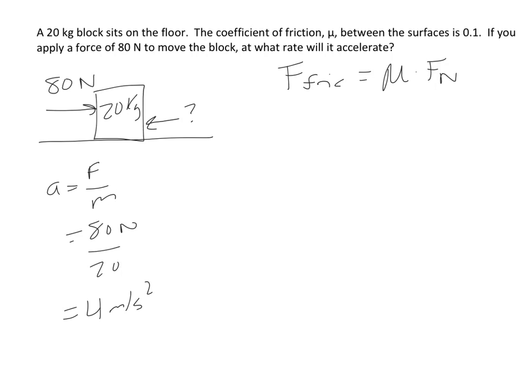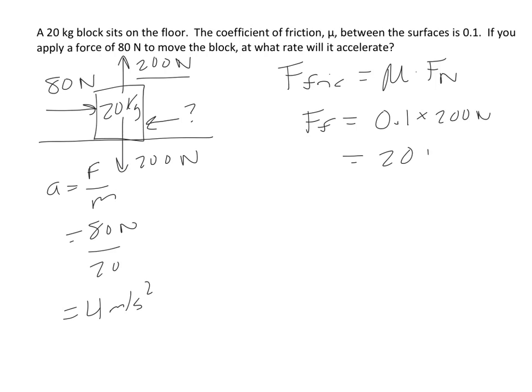Now, the normal force, so here's the block, its weight is 200 newtons. The normal force is the force that the floor applies to the block, which in many cases is equal to the weight, assuming that we're not in an elevator or assuming that nothing else is lifting up or pushing down on the object. So the normal force here is 200 newtons. So if I want to calculate my force of friction, it's simply going to be 0.1 times this normal force, 200 newtons. So doing that, I get my force of friction is 20 newtons.